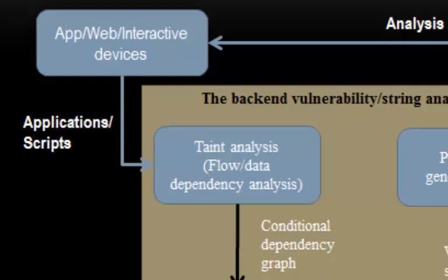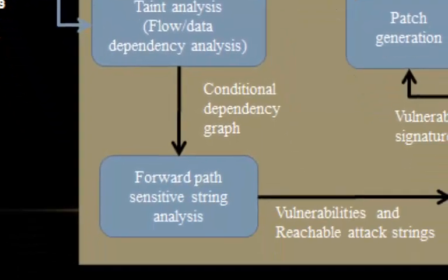For each tainted sink, we generate its conditional dependency graph accordingly and pass the conditional dependency graph to our string analyzer for further inspection. Then the system will perform path-sensitive string analysis on the conditional dependency graph, using automata to calculate all possible values of each sink during execution. If it includes an attack string, we report the sink as a vulnerability.